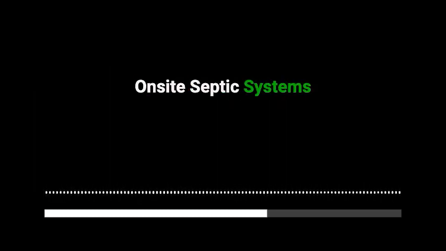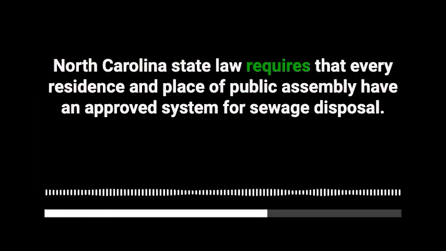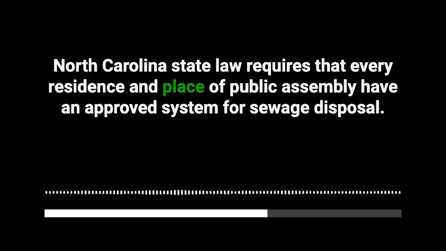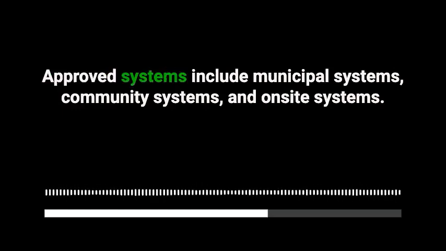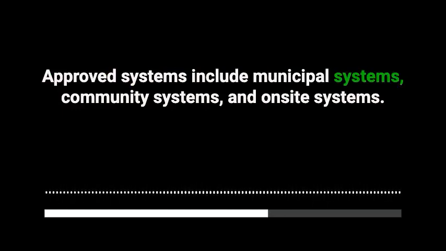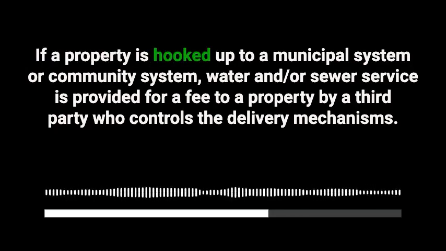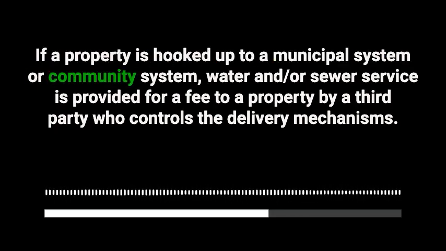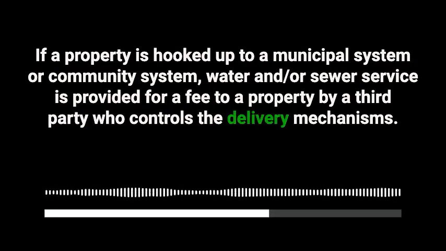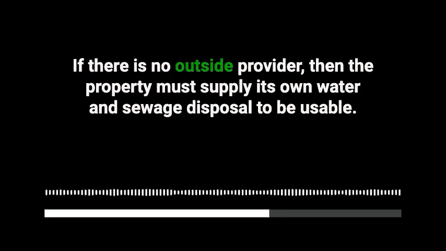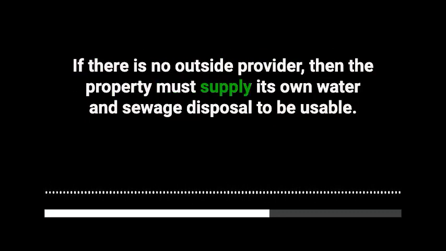On-site septic systems. North Carolina state law requires that every residence and place of public assembly have an approved system for sewage disposal. Approved systems include municipal systems, community systems, and on-site systems. If a property is hooked up to a municipal system or community system, water and/or sewer service is provided for a fee to a property by a third party who controls the delivery mechanisms. If there is no outside provider, then the property must supply its own water and sewage disposal to be usable.